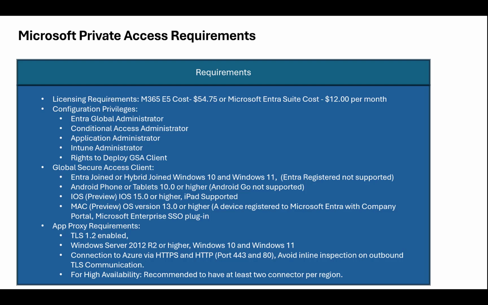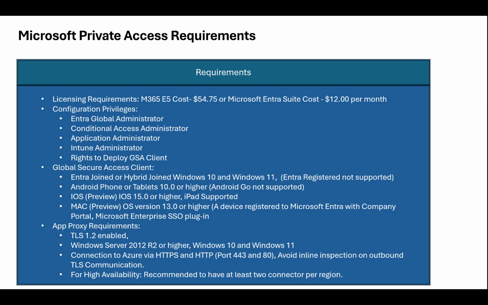Then we talk about the Global Secure Access client, right? So the key requirement for Windows machines here is that it should be Windows 10 or Windows 11, which should be Entra joined or hybrid joined. Keep in mind that Entra registered devices are not supported with private access. So it has to be Entra or Azure Active Directory joined devices, which we'll see in the lab too. It is also supported and in GA for Android phones or tablets which are 10.0 or higher. Android Go is not supported.